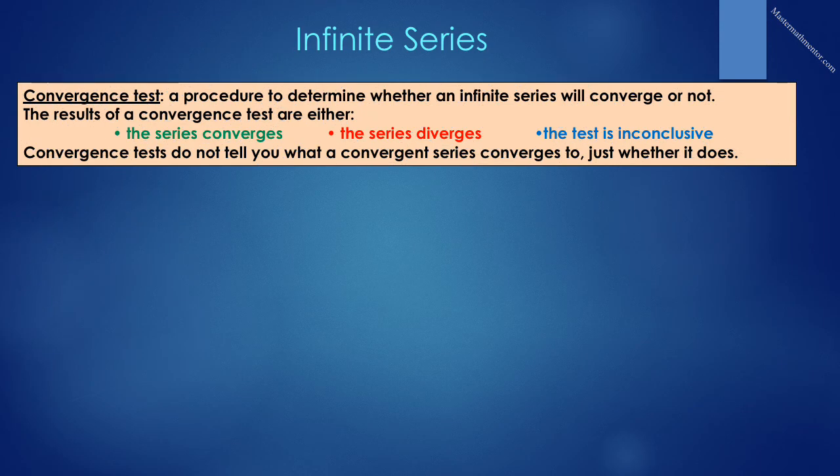We now define a convergence test. A convergence test is a procedure to determine whether an infinite series will converge or not. When we apply a convergence test, there are three possible results: either the series converges, the series diverges, or the test is inconclusive. Convergence tests do not tell you what a convergent series converges to. It just determines whether it does or not.